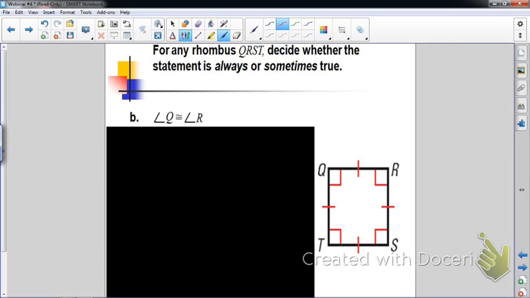It says, for any rhombus QRS, decide whether the statement is always true or sometimes true or never true. So it says, is angle Q congruent to angle R? Now it is a rhombus and we have to remember what it says.